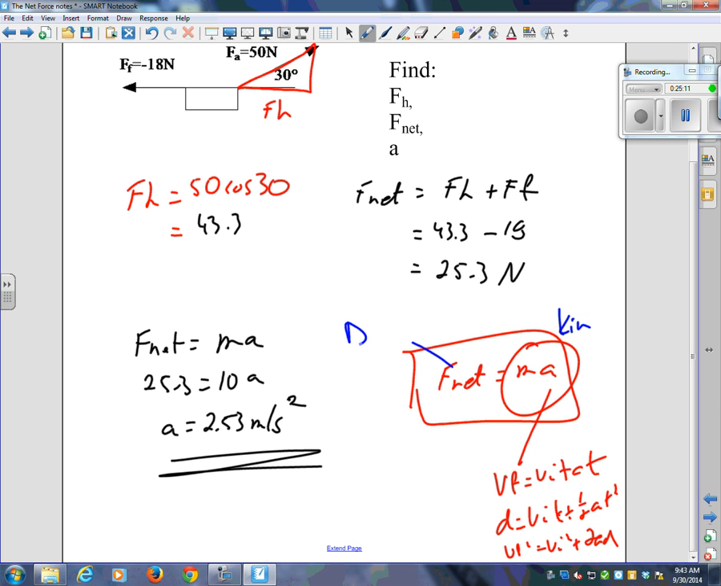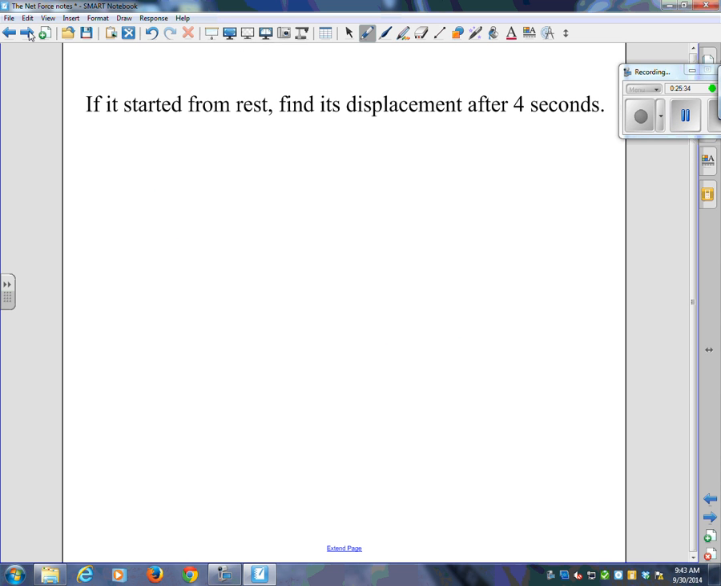But the F net is all the dynamics formulas, all the force formulas, okay? So the only way to get things like distance and final velocity, you have to go through F net equals MA. That's the only way to get from forces to all those guys. That's why I call it the bridge. I guess it could look like a bridge too. Oh, like if I had to do this. If it started from rest, find its displacement after 4 seconds. Yeah, exact same one, right? Let's just add it in.